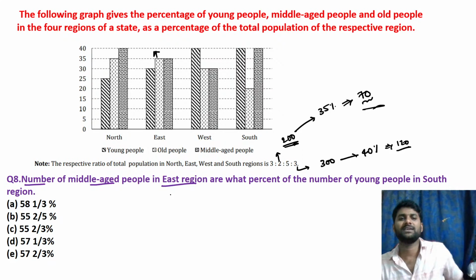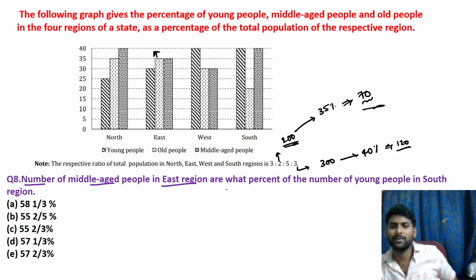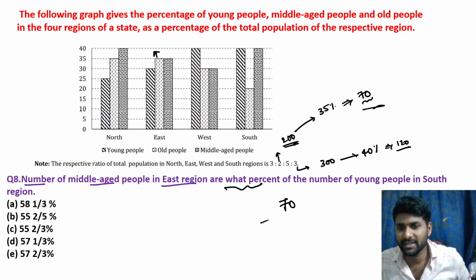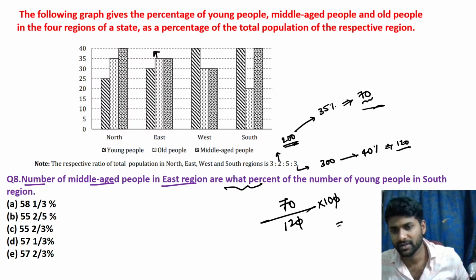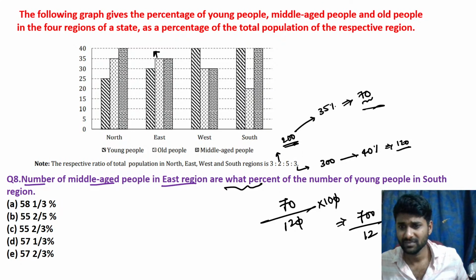The number of middle-aged people in East region is what percentage means: 70 is what percentage of 120 is our question. 0 and 0 cancel. So 700 divided by 12. Again 350 divided by 6. Again, if you cancel in the two table, it is exactly 3 times. So 2 ones are 2. 175. Finally the value becomes 175.